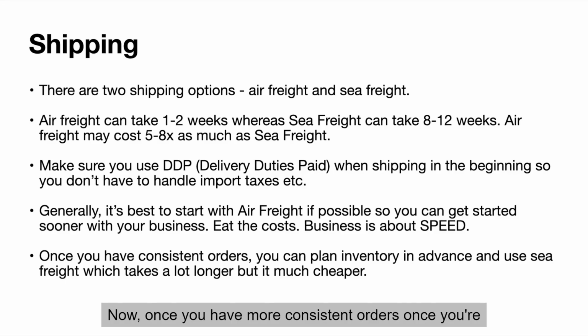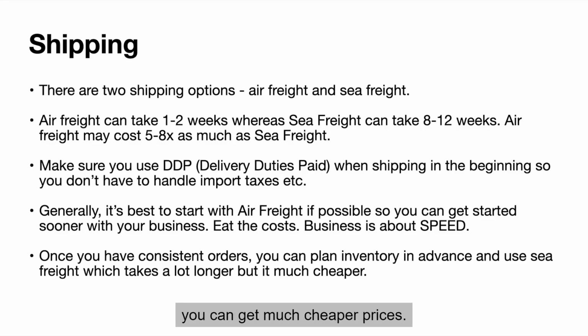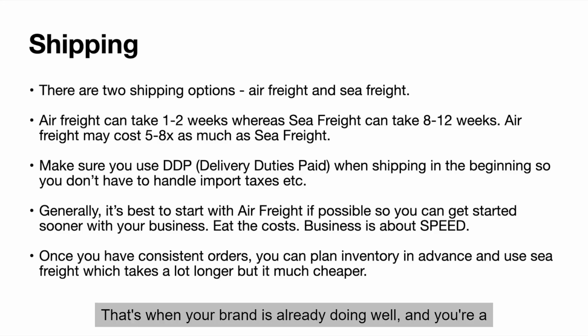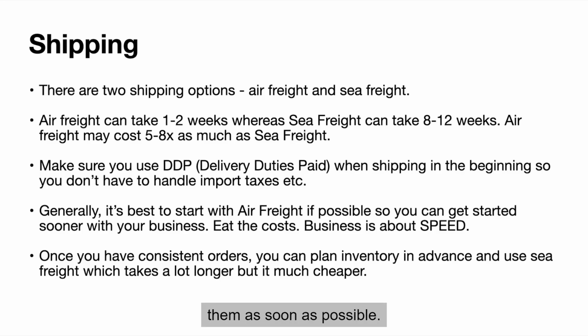Now, once you have more consistent orders, once you're scaling, or once your brand is working, then you can plan inventory in advance and use sea freight. So if you have 3 months of sales, you can use that data to estimate how much inventory you need, and then you can place a bulk order and ship it via sea so you can get much cheaper prices. That's when your brand is already doing well and you're a lot more advanced. But when you're just starting out, the best option would be to ship your products via air so you can start selling them as soon as possible.